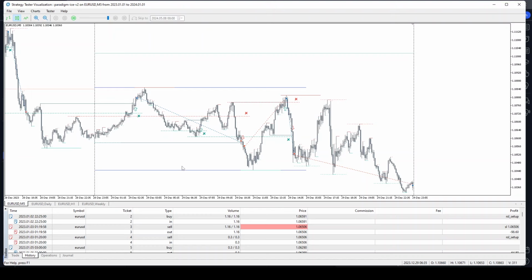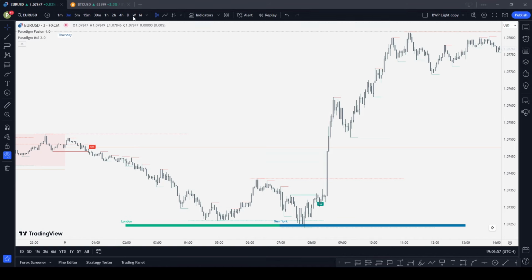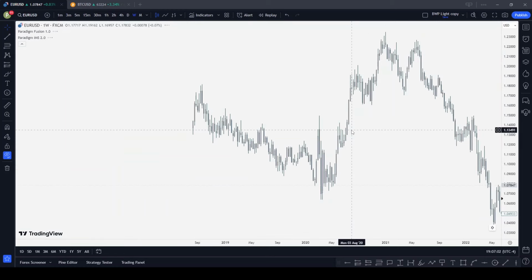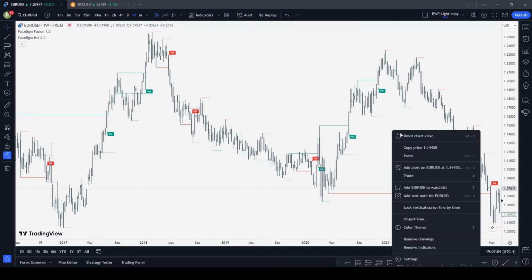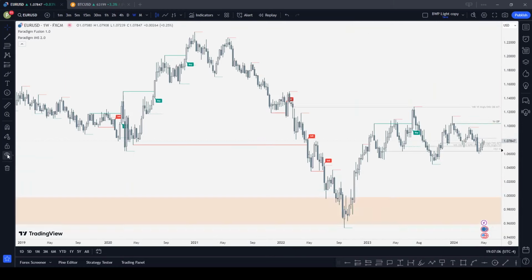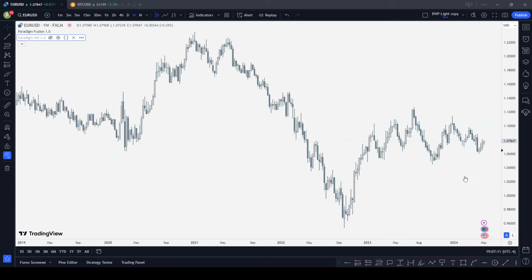Okay, so it starts from the weekly. So I'm going to start by first explaining what it looks at on the weekly time frame and how it determines bias, when to go long and when to go short. So let me head back to TradingView and let's go to the weekly time frame. Okay, so this is the weekly time frame. Let me just disable this.